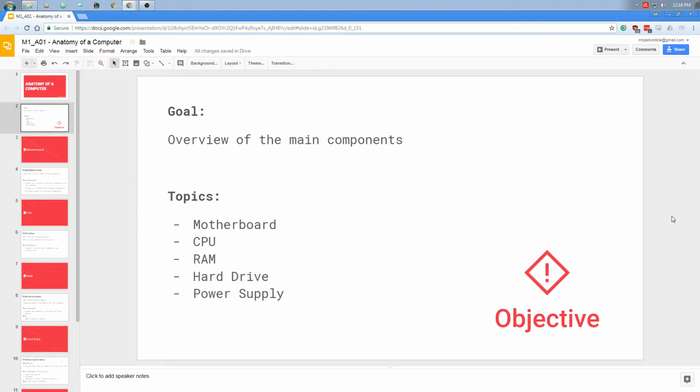In this video, the goal is to overview the main components of a computer, and it's going to include the topics of motherboard, CPU, RAM, hard drive, and the power supply. Now, this video is not to teach you everything about these components. It's more to give you an introduction of what these components do and why these are the main components of a computer.